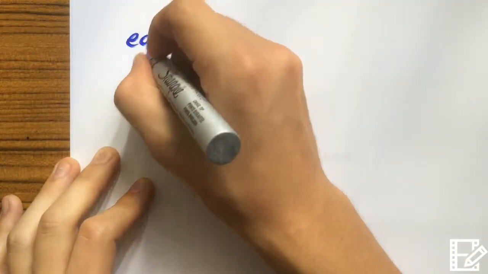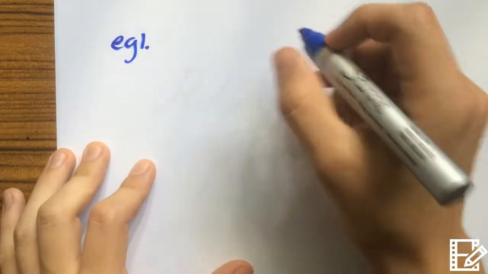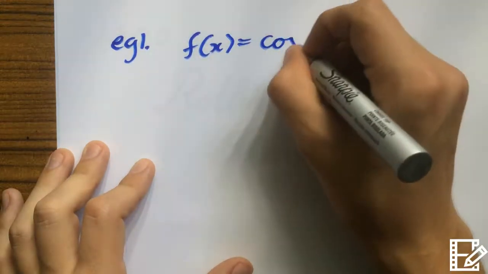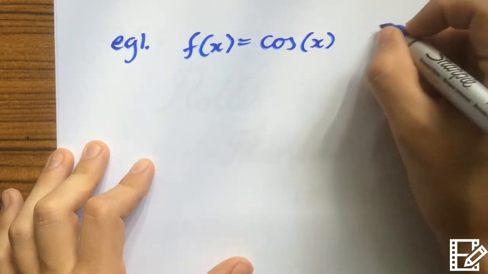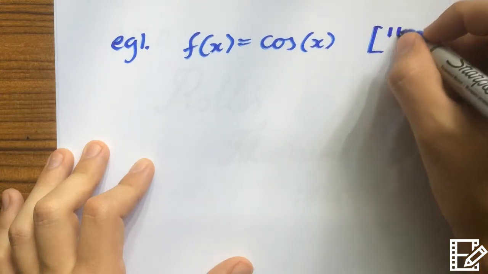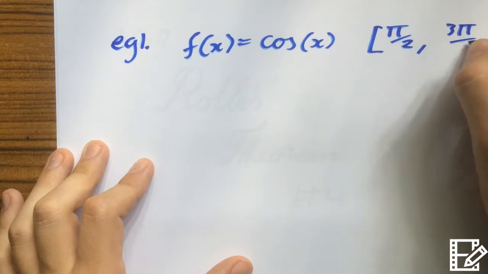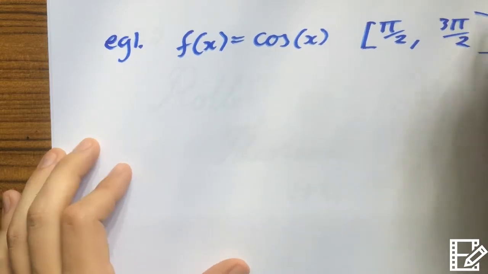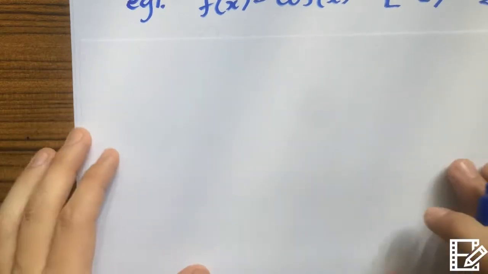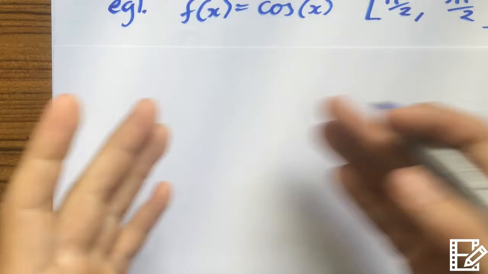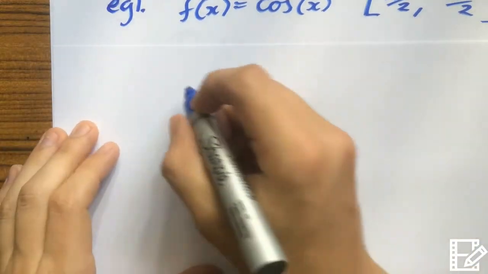So example 1, we have the function f(x) equals cosine of x within the interval of pi on 2 and 3 pi on 2. To graph the cosine function, you can use the unit circle, or you can just graph it. I'm going to graph it.